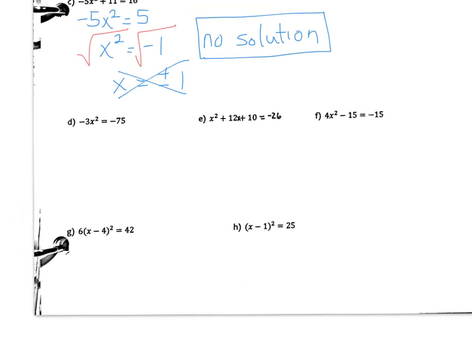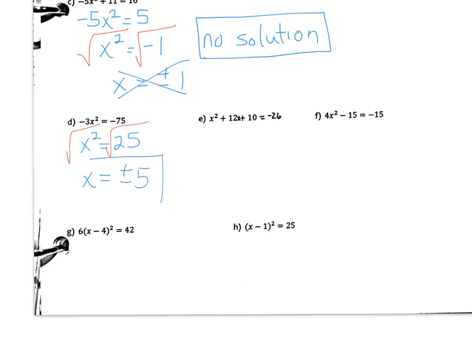Okay, letter D, it has an x squared and just a constant. So let's isolate the x squared. Let's divide both sides by negative 3. When you divide both sides by negative 3, you'll get, let's see here, negative 75 divided by negative 3. I think that's positive 25. So now, since the x squared is isolated, you can take the square root of both sides. And the square root of x squared is x. And the square root of 25, remember, could be either positive 5 or negative 5.